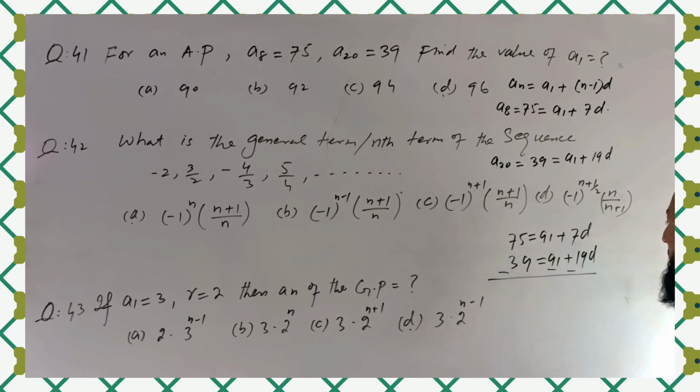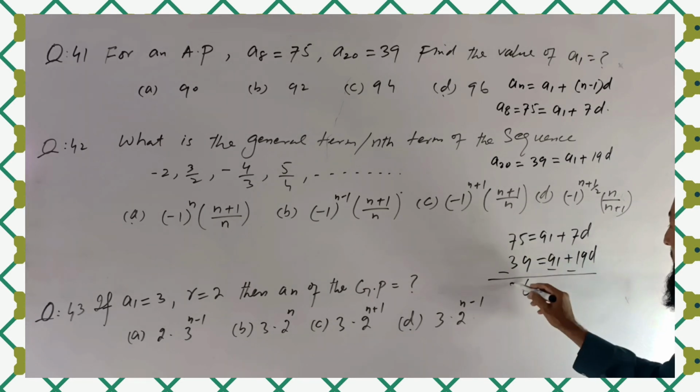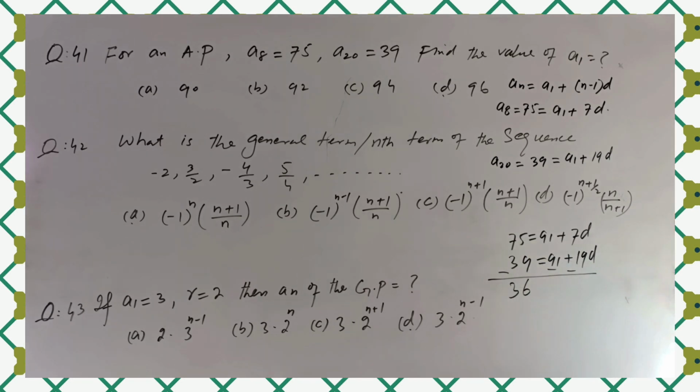We subtract this result: 75 minus 39 we will get 36, and A1 and A1 both cancel, and here we get minus 12d. Dividing both sides by minus 12, we will get minus 3. The common difference we get here is minus 3.